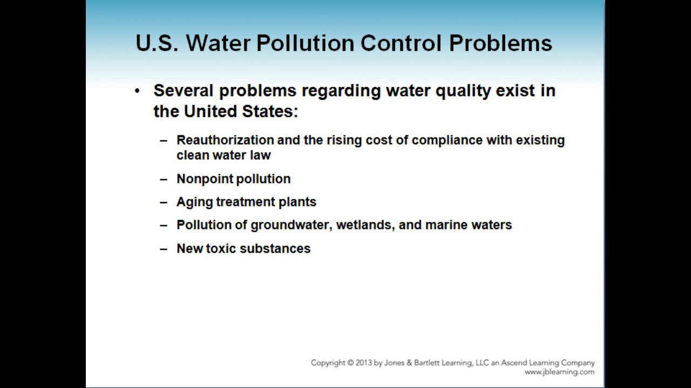There's also pollution of groundwater and wetlands and marine waters that we already covered in this chapter, as well as new toxic substances. Mandated by Section 5 of the Toxic Substances Control Act, EPA's new chemicals program helps manage the potential risk to human health and the environment from chemicals new to the marketplace. That said, if a chemical does make it into the water supply, how is the water company going to know if it's there or not unless they're testing for it? And they only test for the things that they have to test for.